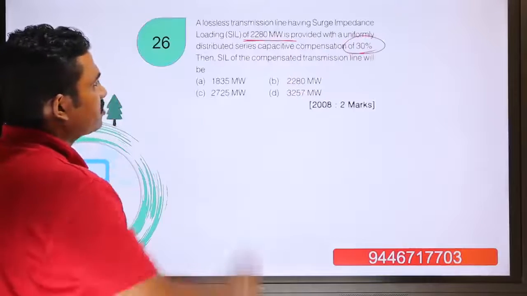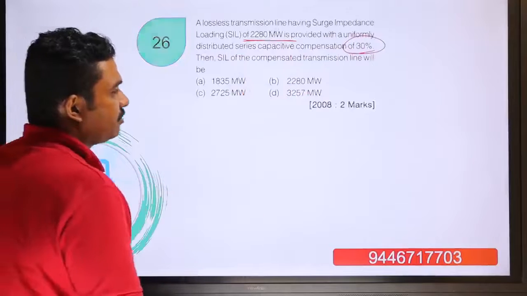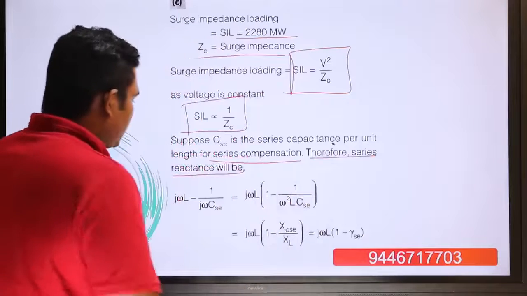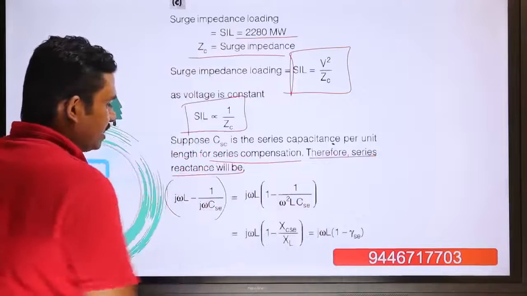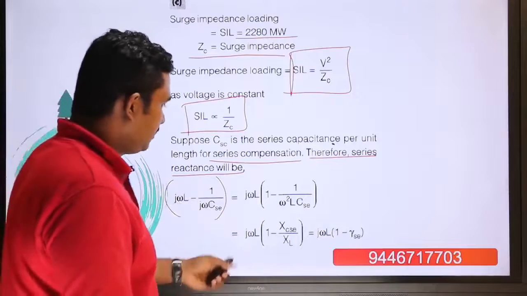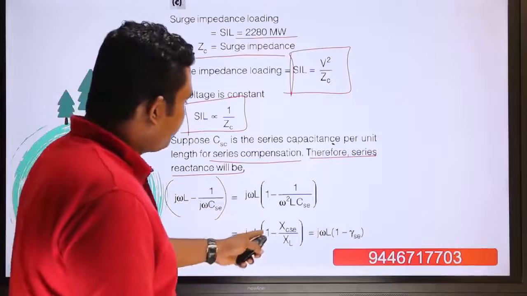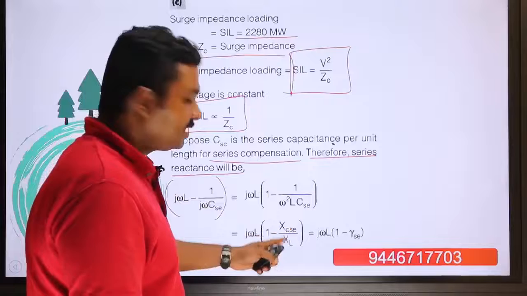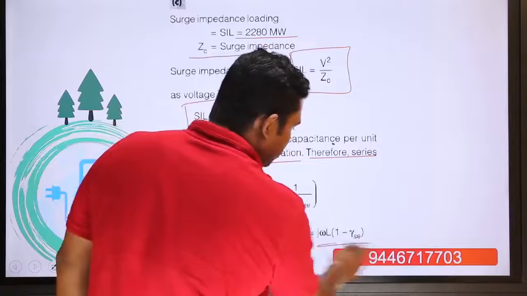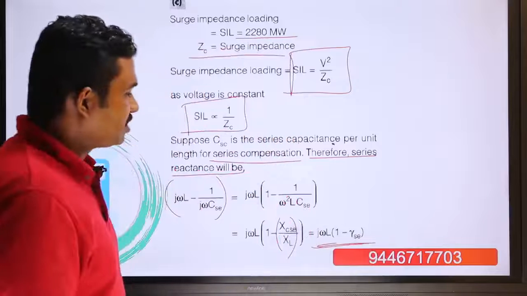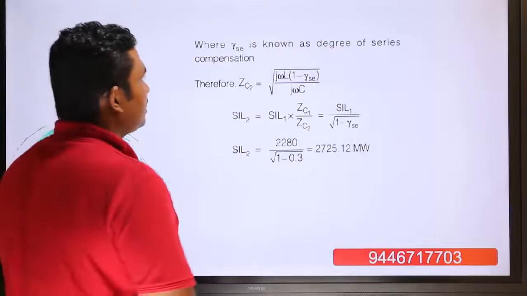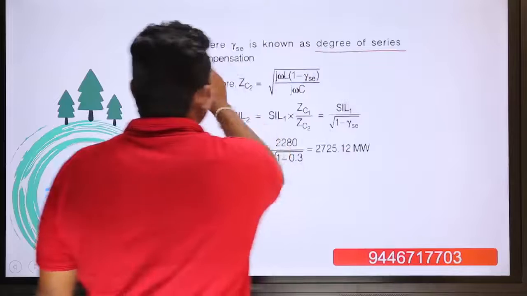It is said that the series compensation that is provided is 30% compensation, and therefore we are going to find out the series reactance of the line. So the net reactance is equal to j omega L minus 1 divided by j omega CSC, and reducing this expression it will come like j omega L into 1 minus XCSC divided by XL. And instead of XCSC divided by XL, I am going to substitute gamma SC. So it becomes j omega L into 1 minus gamma SC. And gamma SC here is known as the degree of the series compensation.